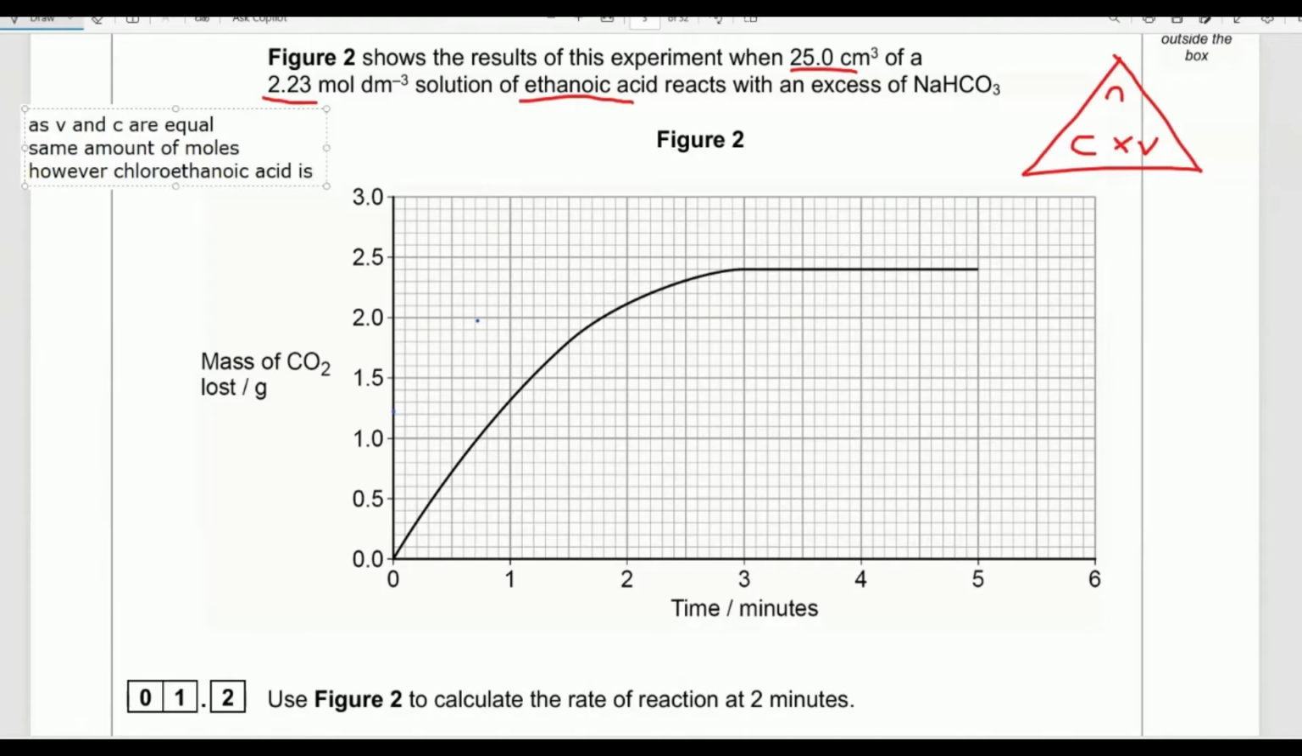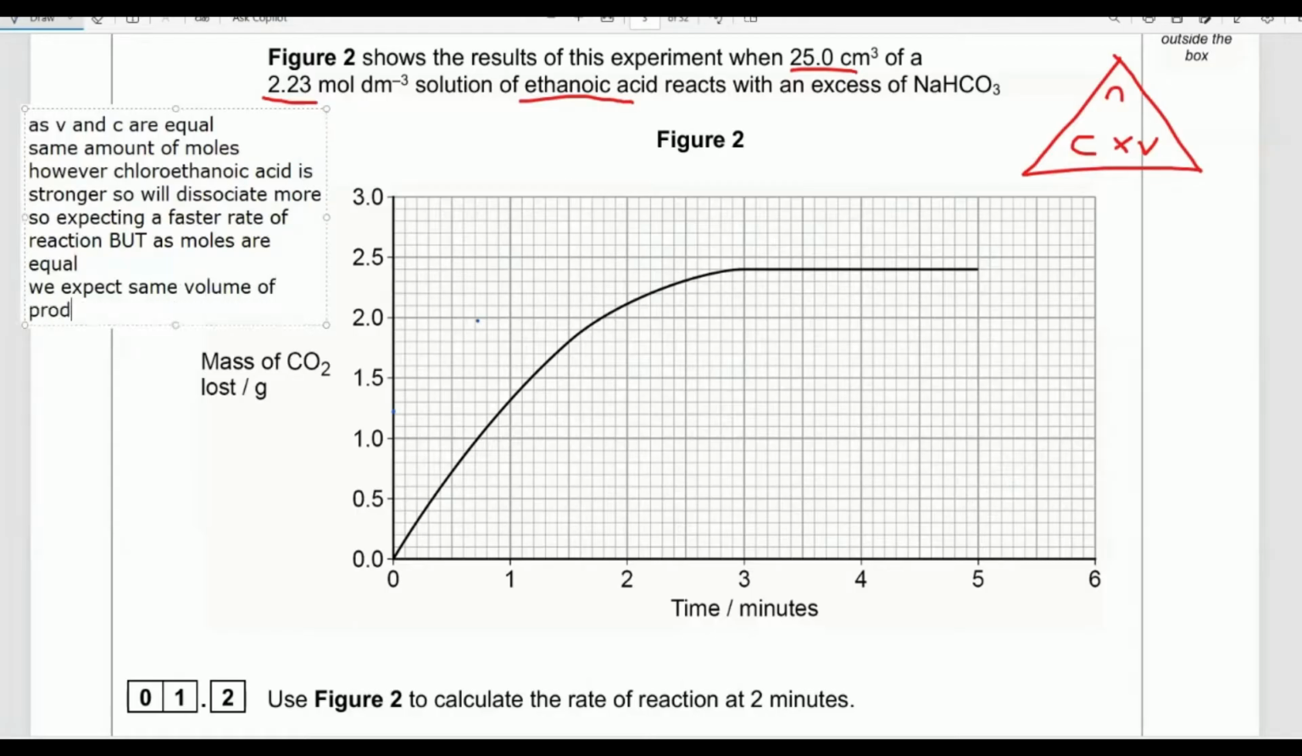So we're told the chloroethanoic acid is stronger, which means it's going to dissociate more fully, releasing hydrogen ions faster. So it should react faster, the chloroethanoic acid. But the fact that they have an equal amount of moles means that the total amount of carbon dioxide that can be released should be roughly the same. So what I need to show on this graph is a faster rate of reaction but ending at the same mass of CO2 released, i.e. the same amount of product, because we've only got the same moles of reactant. So let's show that on this graph.